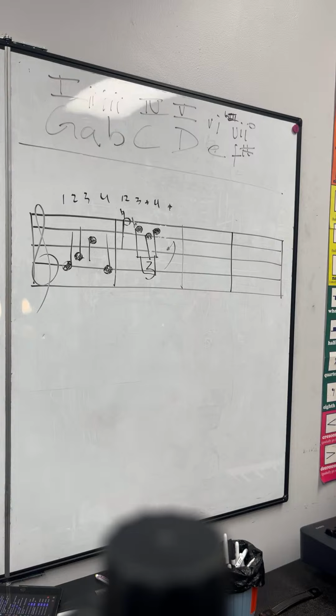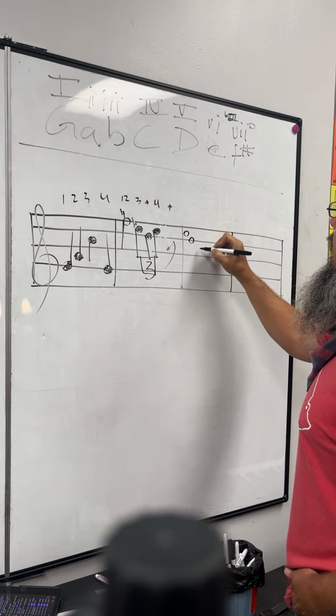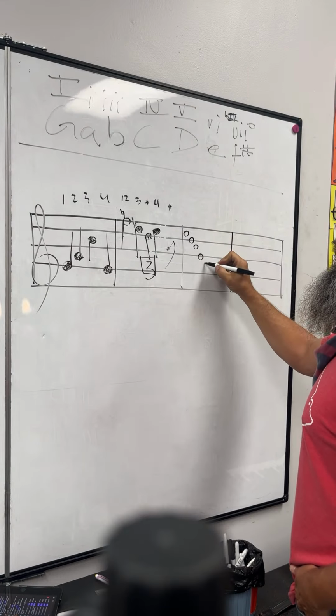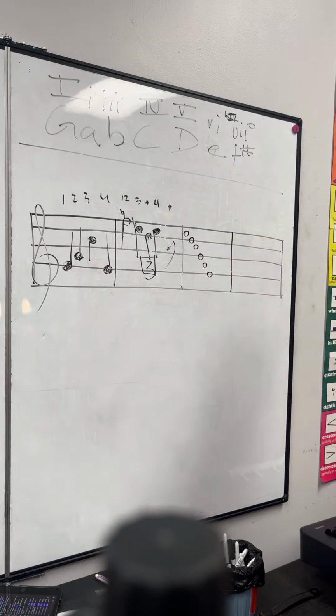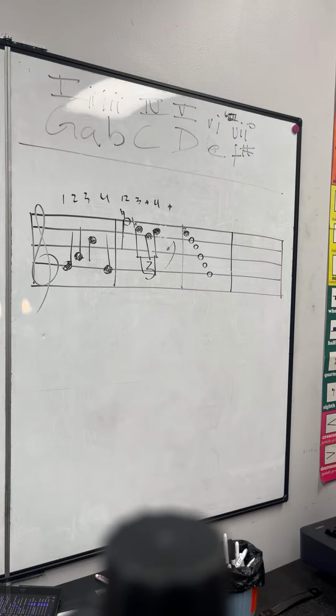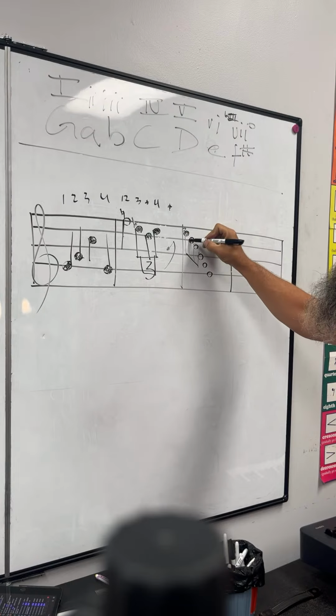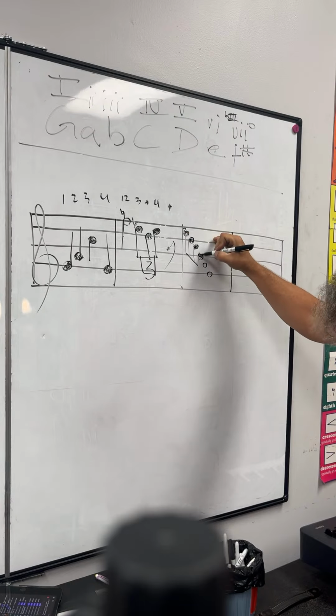E flat, D, C, B flat, A, G, F. So we have an E flat, E flat, 1 and A, 1 and A, 1 and A.